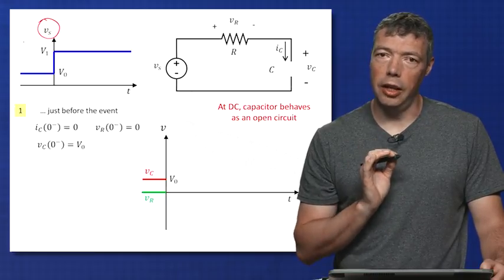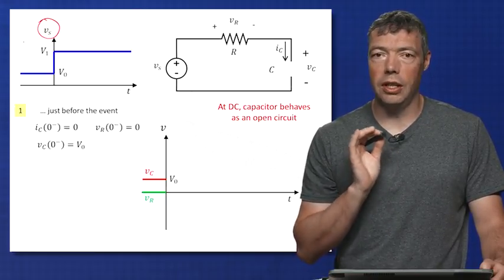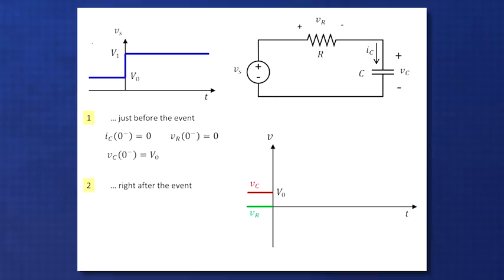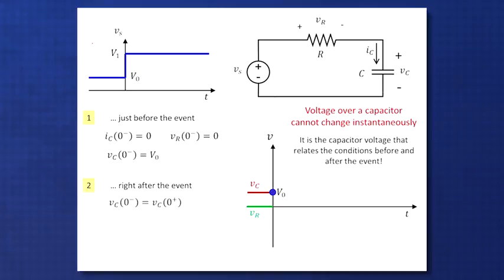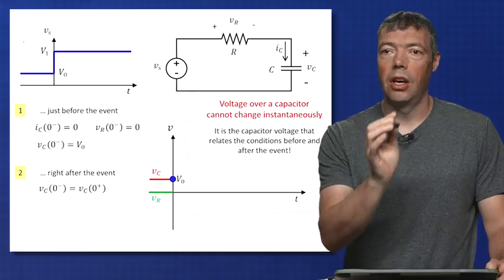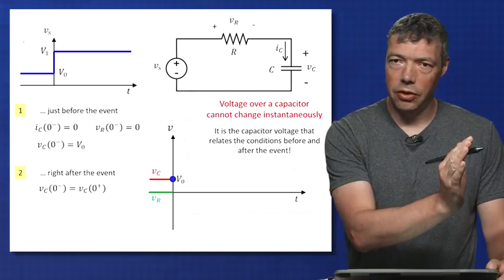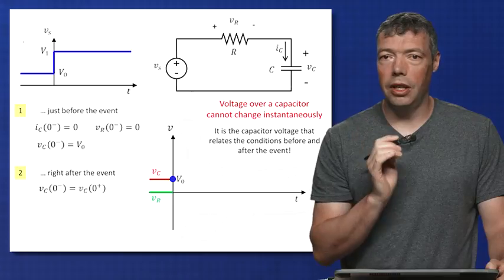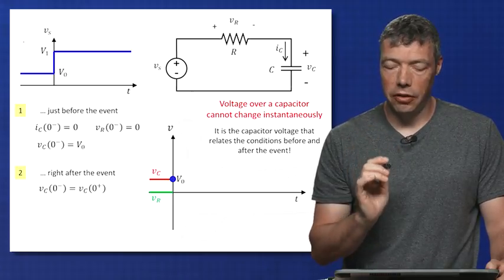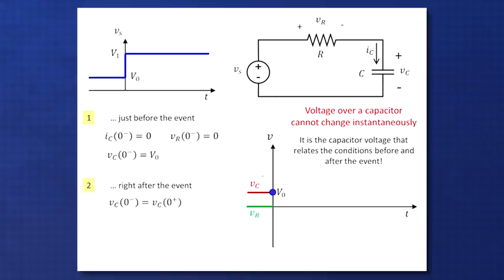Then the second step, I'm going to consider what happens during the event. Right after the event, what do I know? Well, a lot of things can change in my circuit, a lot of things can vary, but there's one thing that cannot. It is the capacitor voltage. So the voltage over the capacitor cannot change instantaneously. And this is what relates the situation before my switch closes and after it closes. It's only the capacitor voltage. So I know the capacitor voltage has to be the same.